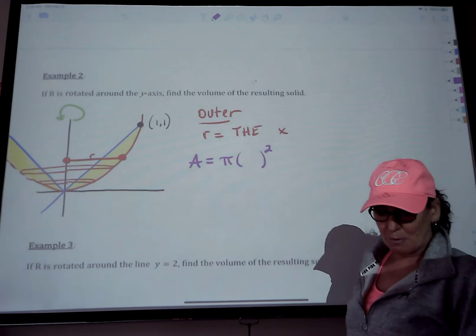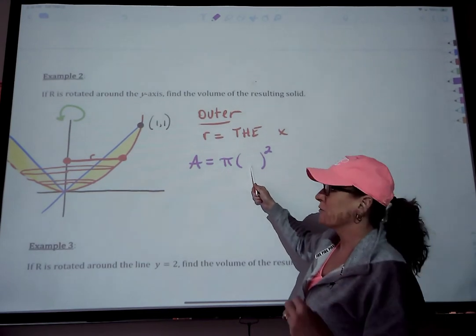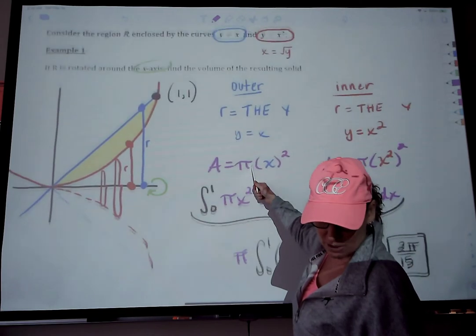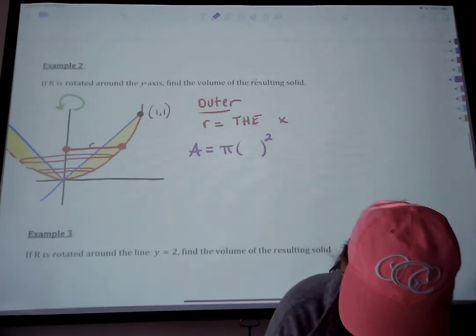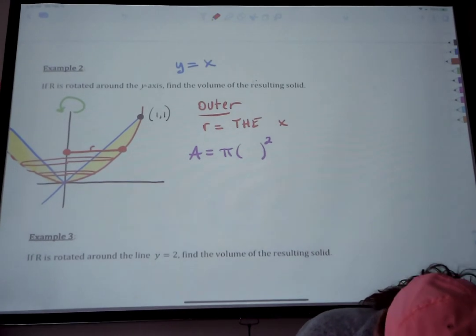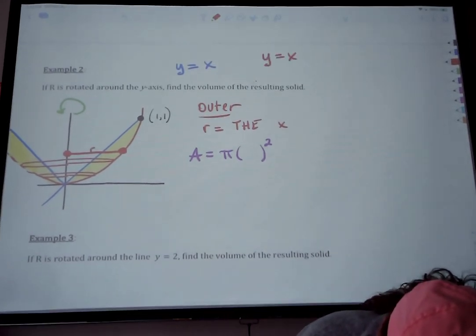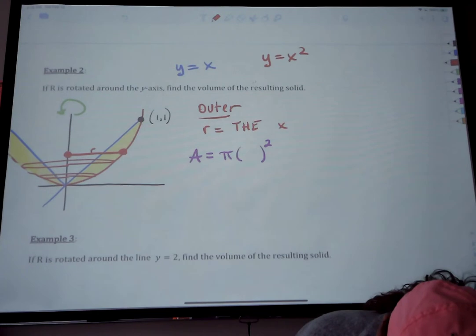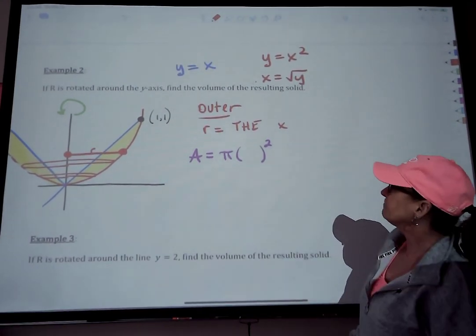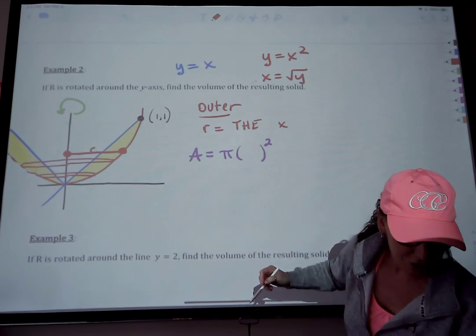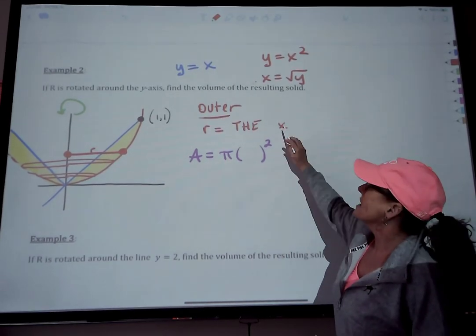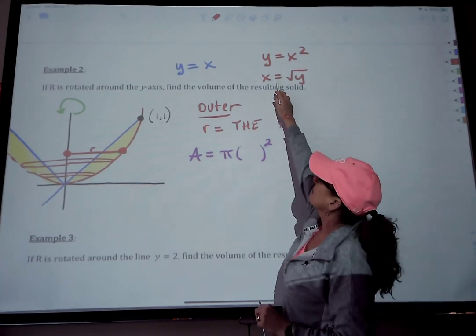Okay, so my area is pi times whatever x equals on my red function. I might want to write these at the top of this page. So I've got y equals x is the blue, y equals x squared is the red, or x equals radical y, depending on which form I need it in. So for this one, I need the x value, so I want my x equals.